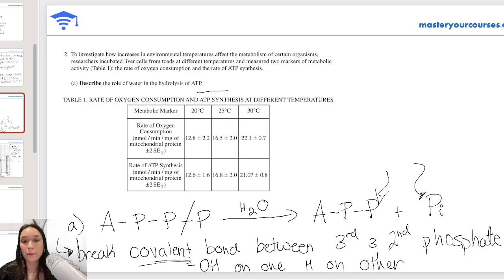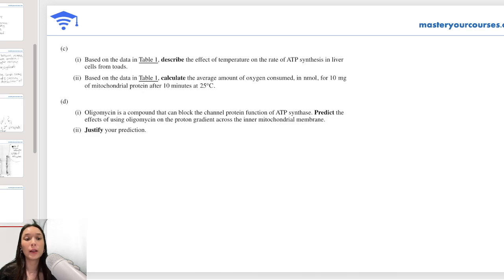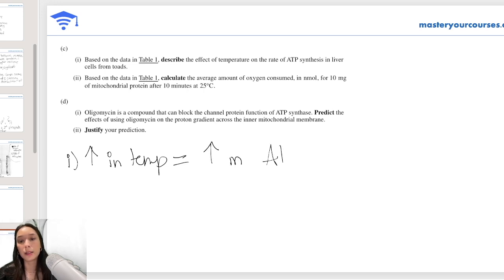Okay, so we're increasing temperature this way, and we're not looking at oxygen consumption, we're only looking at ATP synthesis, and it looks like as temperature increases, you're also going to have ATP synthesis increase as well. So 12.6, 16.8, 21.07, that's increasing, and it's increasing as your temperature is increasing. So you can say, for this one, you can say positive correlation, you can say direct comparison. I'm just going to say increase in temp, again, write it in full sentences, equals increase in ATP synthesis.